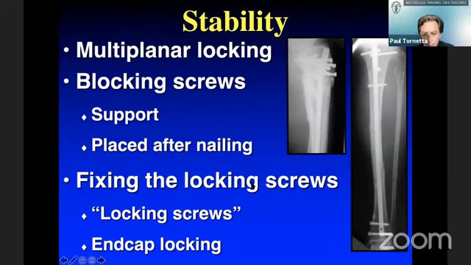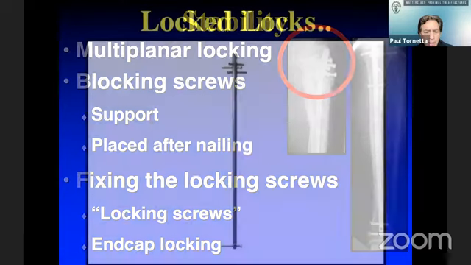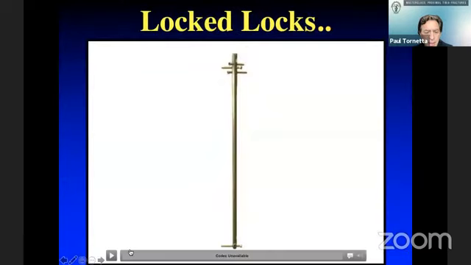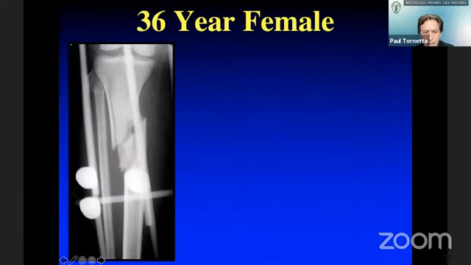So you can put in screws around the nail to give yourself extra support, but that's not going to help correct the problem. So the other option is to fix the locking screws or use an end cap for locking or some other way to lock the screws to the nail because that'll help a lot. And this is just an example of showing a nail that has some screws in it that thread into the nail. And there's a lot of different ones on the market now that do that.